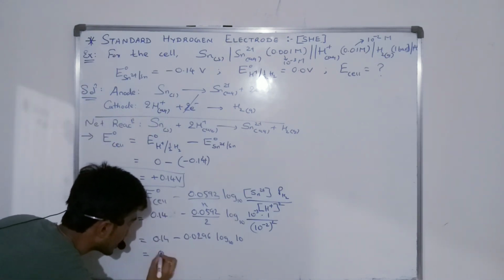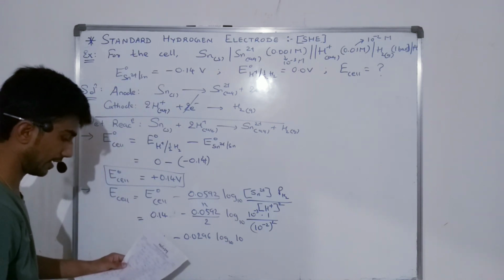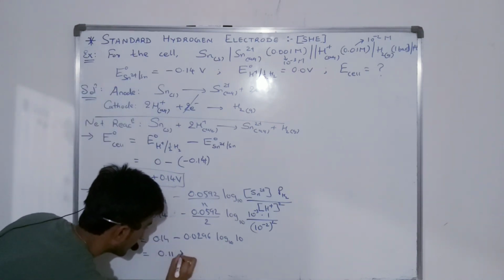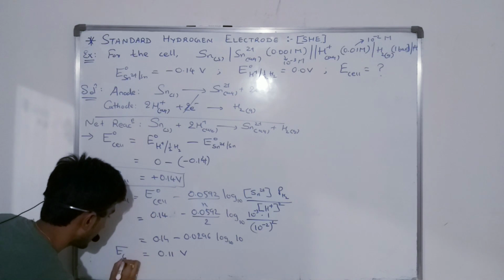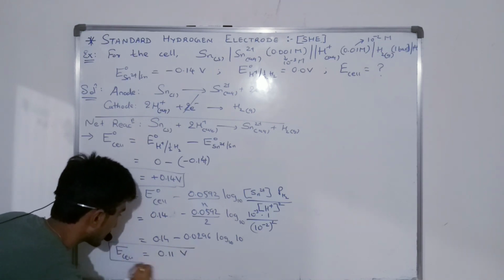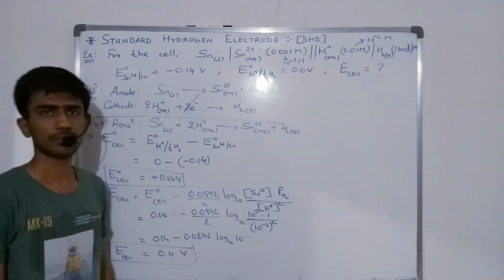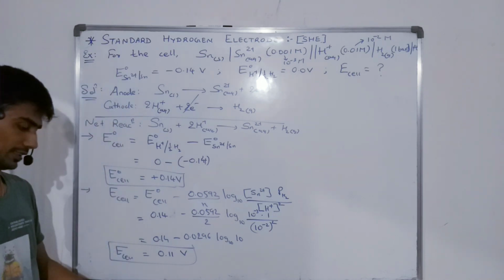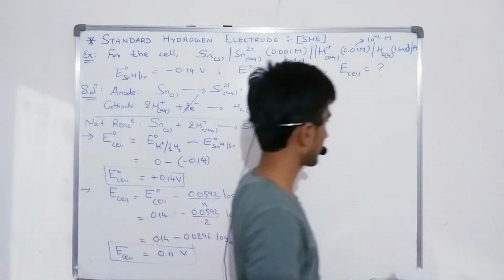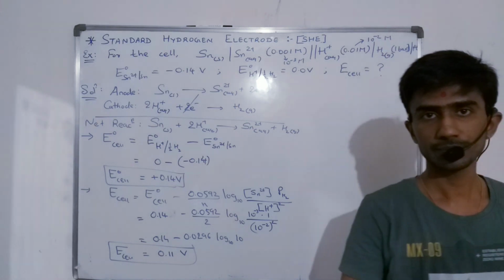0.11 वोल्ट. सेल पोटेंशियल इज 0.11 वोल्ट. बहुत इजी है. You can take screenshot.